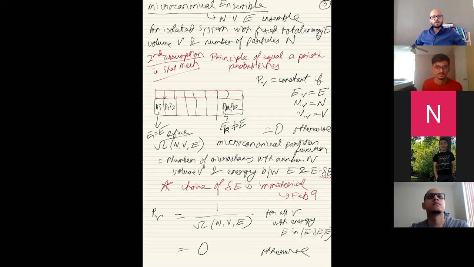How do I write it? Why did I write it as 1 over omega NVE? So how did I go from this fact that P nu should be constant, and this fact that omega NVE is the number of microstates? How did I connect these two to write down this one? Any ideas? What property of a probability distribution did I use to do this?